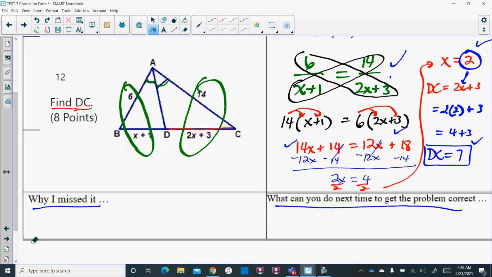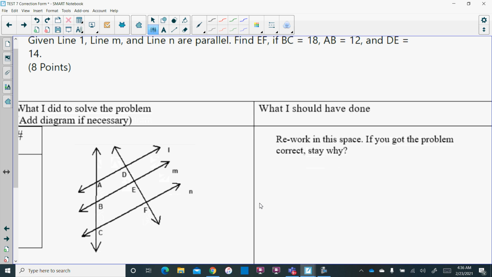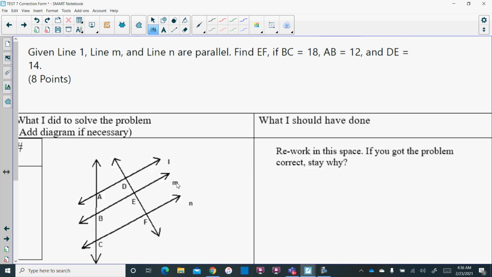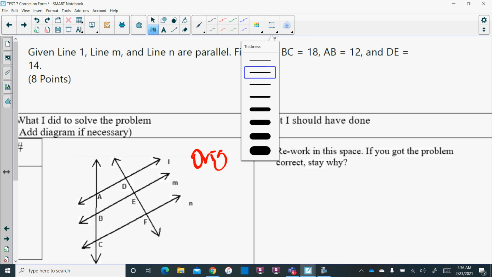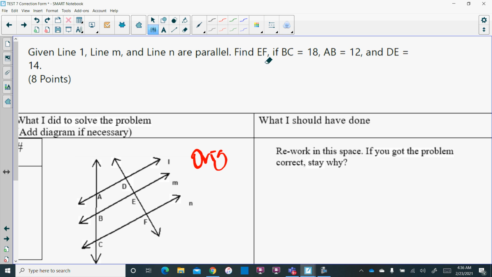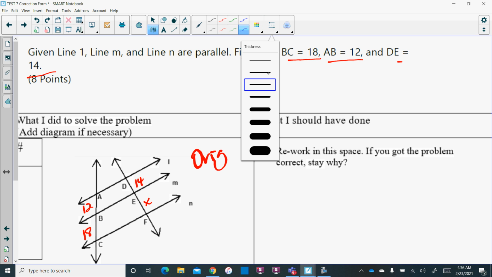All right, and then what we're going to do here on this next problem, you need the diagram. So you might have to redraw this for your original work part. But you also have to label what they gave us. We know that the lines are parallel, but it tells us we're going to find EF, so that's the part we're missing. But we know that BC is 18, so this section is 18. AB is 12, this section is 12, and DE is 14.